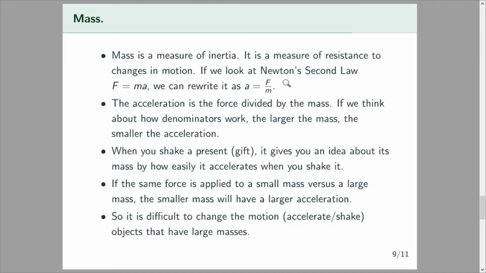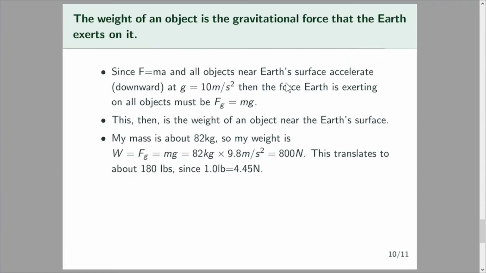So when you shake a gift, it gives you an idea how much mass it has by how easily it accelerates when you shake it. If it shakes really easy, then it doesn't have much mass in it. That's what you're testing when you shake a gift. If the same force is applied to a small mass versus a large mass, the smaller mass will have a larger acceleration. So it's difficult to change the motion or shake objects that have large masses.